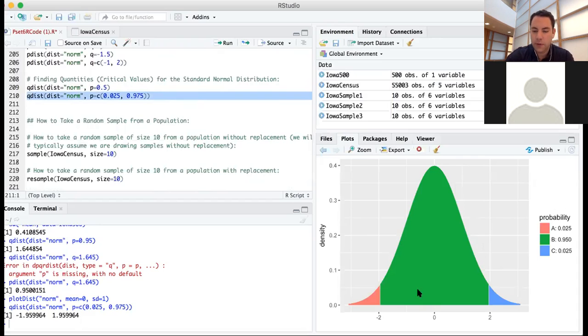So in this case, you're looking for whether your data is falling within the blue or the red region. If it's falling within this green region, you do not reject your null hypothesis. If it falls in either the blue or the red, you do reject your null hypothesis because that's a significant result.